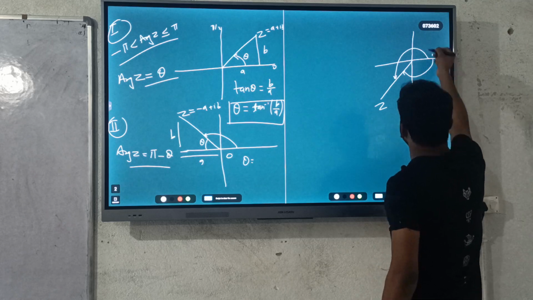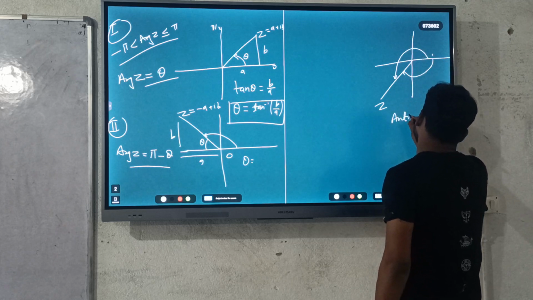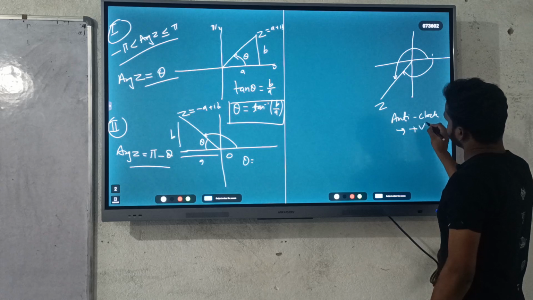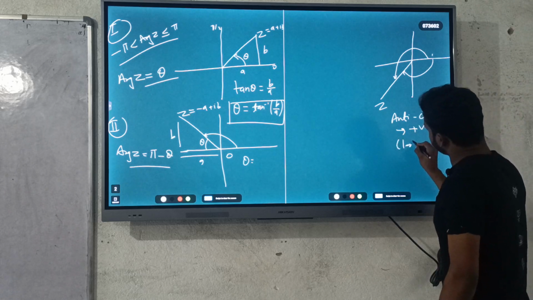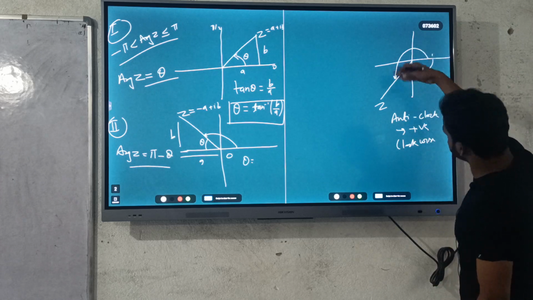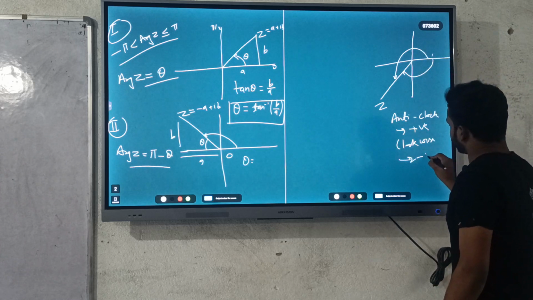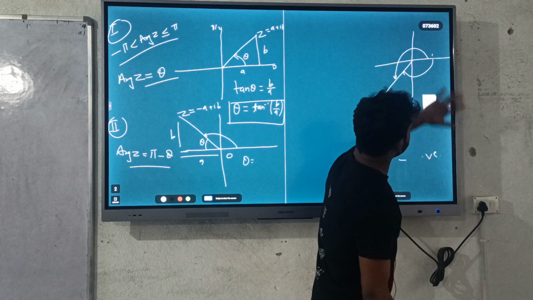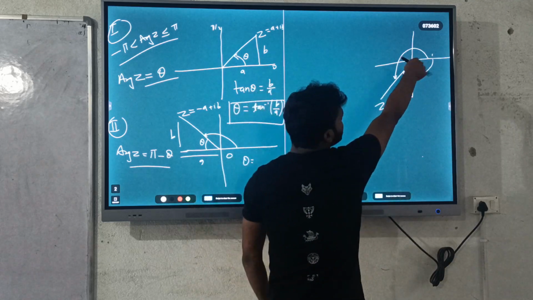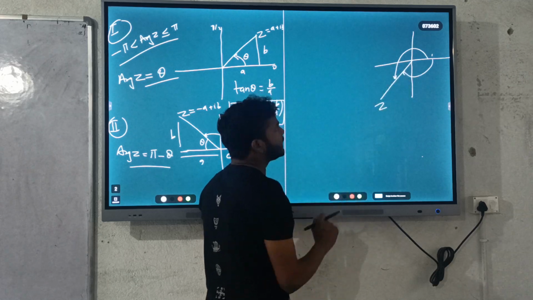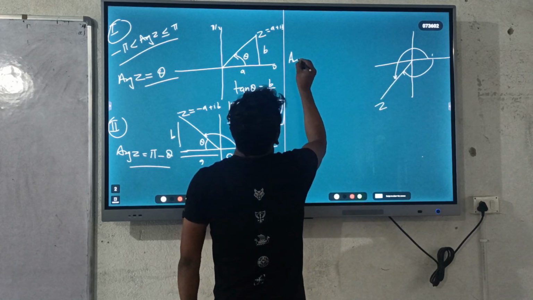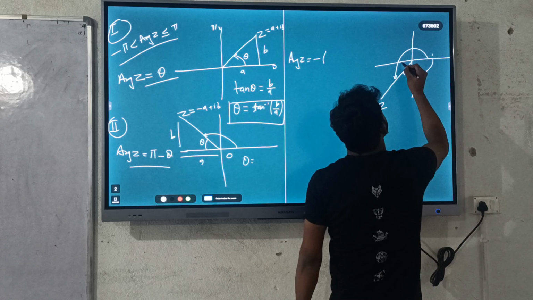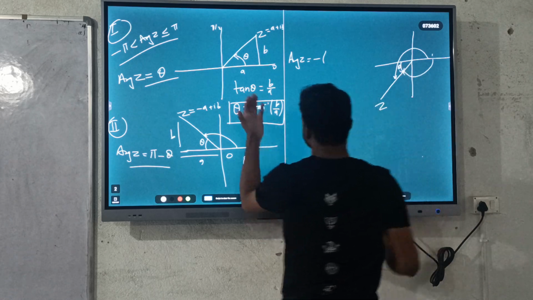If we measure an angle in the anti-clockwise direction, that means this angle, then we take it as a positive angle. But if we measure in the clockwise direction, that is this direction, then we take it as negative. So in this case, we measure in the clockwise direction, so we take the angle as negative. To measure the argument of z clockwise, we take a negative sign. At first, we measure this angle theta by the same concept.